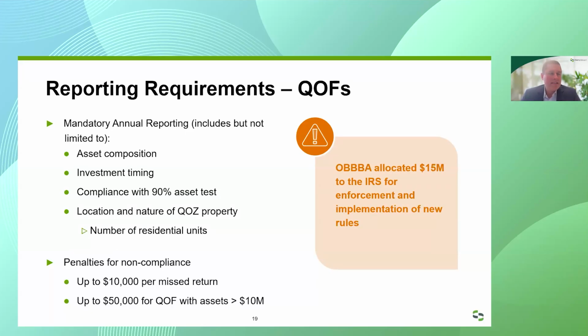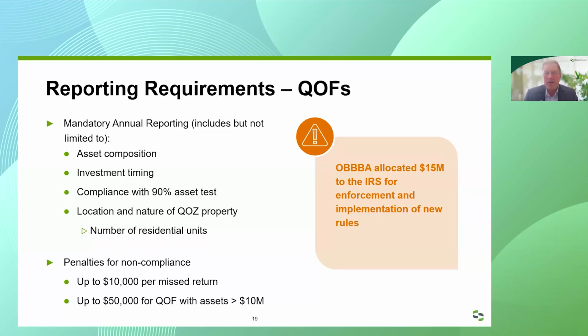Next slide. Existing QOFs right now do have reporting requirements that have to be done on an annual basis. There's a Form 8996 that has to be included for every qualified opportunity fund. In addition, going forward, there's going to be some mandatory annual reporting that may include asset composition, the timing of investment, when those gains were deferred into the fund, compliance with the 90% test, and the location and nature of the qualified opportunity zone property. If you've got multifamily, they're going to be looking for the number of potential residential units included. The penalties, as I mentioned, for noncompliance are up to $10,000 per missed return, and up to $50,000 for qualifying funds with assets of greater than $10 million.